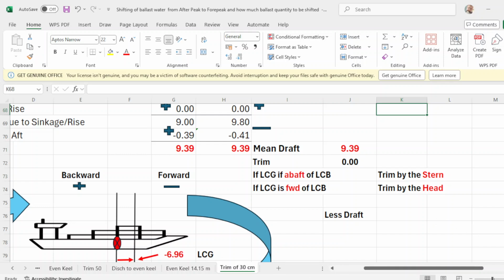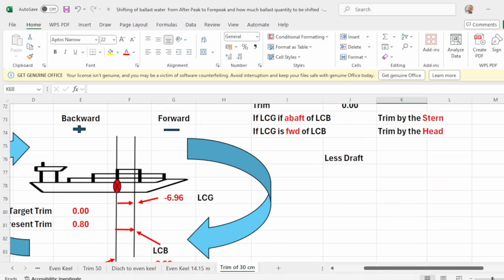But here, you are not at the back of LCB. You are within one line, so there is no trim. It is impossible to have trim because you are in one line. So this rule does not apply and will not be followed. On the other hand, if LCG is forward of LCB, meaning ahead of LCB, then you are trimmed by the head. But here you are not trimmed by the head because they are all on the same line. That's why they are even keel.